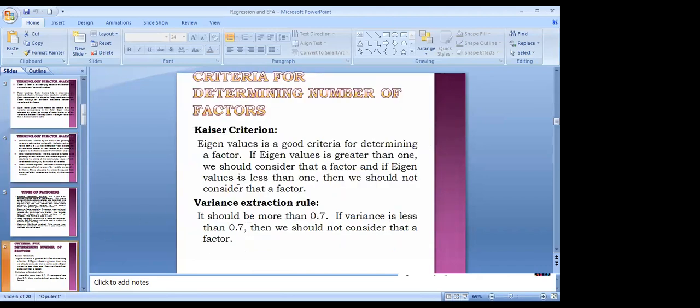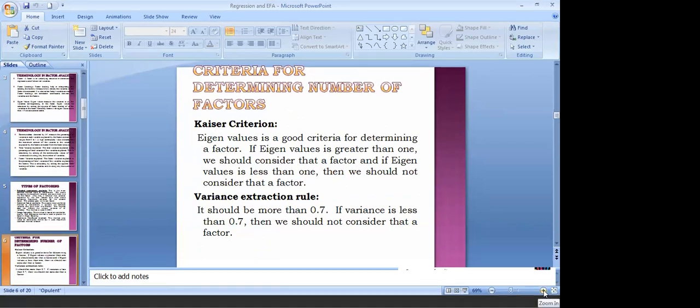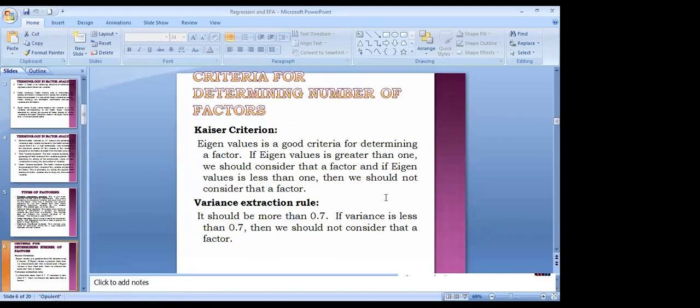Now, what is the criteria for determining the number of factors? One, the Kaiser-Meyer criterion. Eigenvalue is a good criterion. See, when you perform factor analysis, it will prompt whether you are using eigenvalues or your own method. By default, use eigenvalues, that is universally accepted. If eigenvalue is greater than 1, we should consider that as a factor. If it is less than 1, we should not consider it. This is according to the Kaiser criterion.